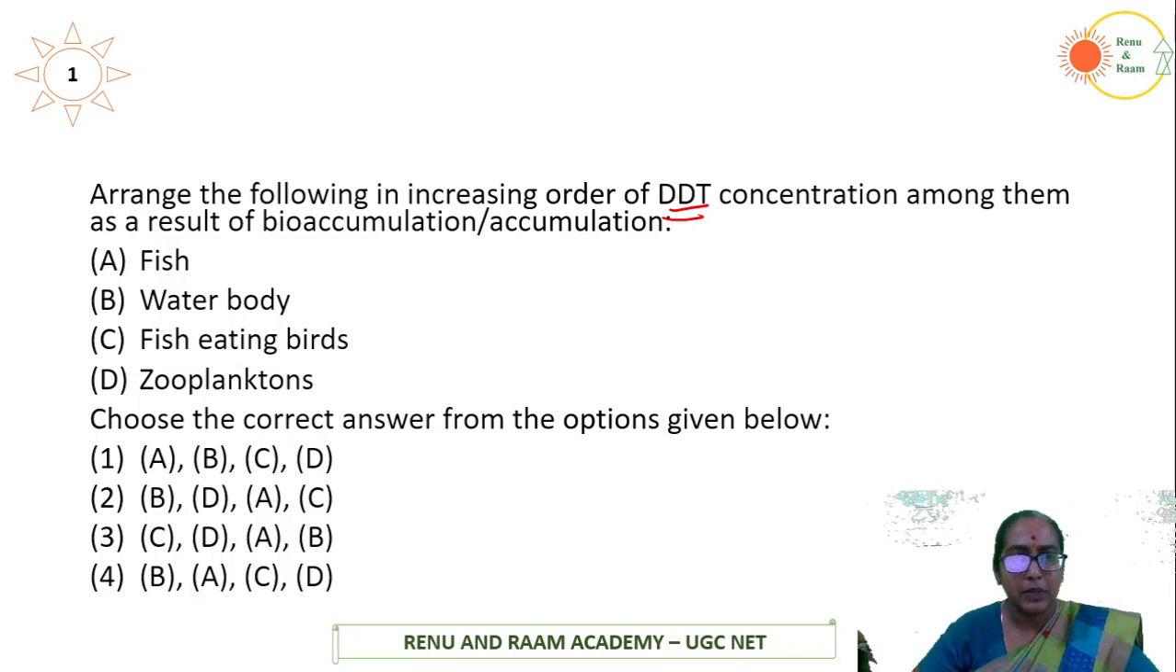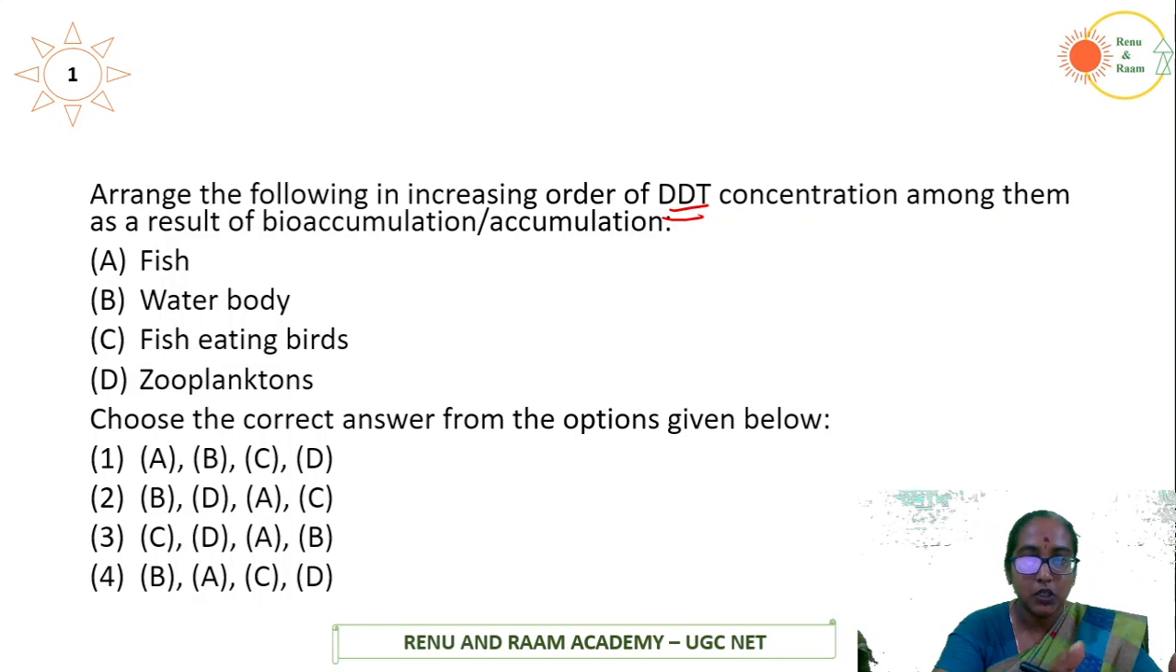It's a type of chemical insecticide used in agriculture fields, but due to water runoff it gets mixed with the water body, and it is least soluble in water actually. First it goes into the water body, then it is absorbed by zooplanktons. Zooplanktons are a type of food available for fishes. The zooplanktons are eaten by small fishes, and small fish are eaten by big fish, which in turn are eaten by fish eating birds.